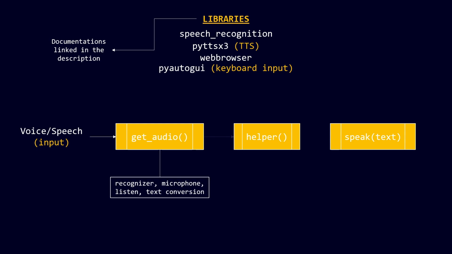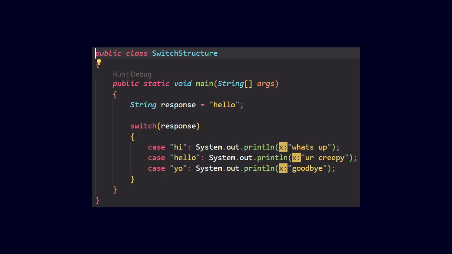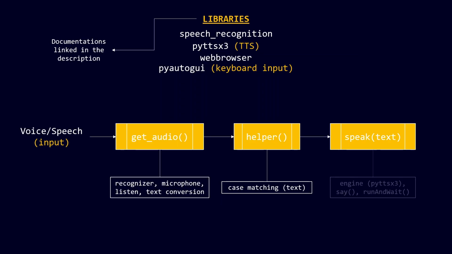Next, inside our helper function, we're going to grab that text and use it inside a match structure, much like a switch structure, and use cases to test if we found a match in the text variable using keywords, which we can then insert commands that will be executed by the case. Lastly, the speak function will take the text variable as an argument and use the pyttsx3 engine object, which contains the say and runAndWait methods, which will generate the text-to-speech audio.